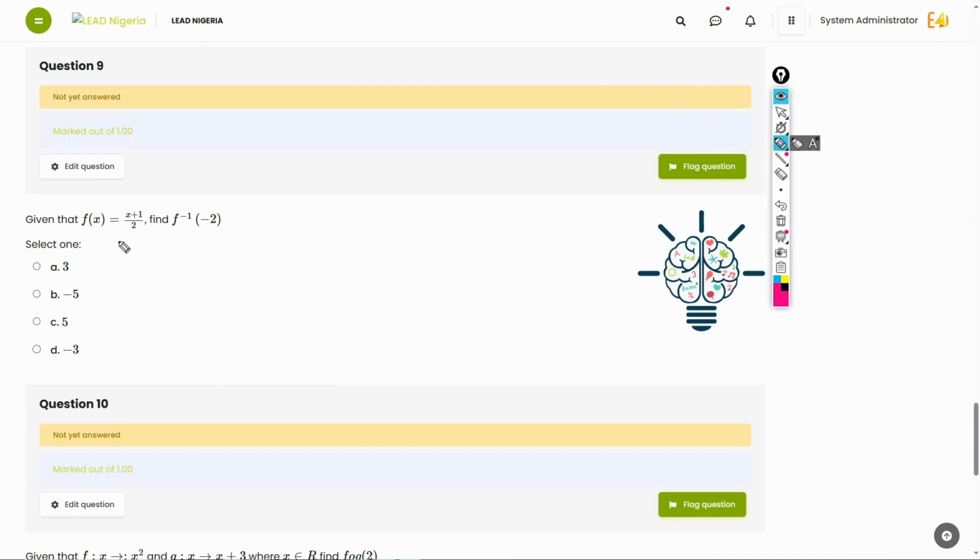Find the inverse function. First of all, I'll write this as y is equal to x plus 1 over 2. Next, we switch x and y, right? So x becomes equal to y plus 1 over 2. Then we make y the subject of the formula. So we'll have 2x is equal to y plus 1, so y is equal to 2x minus 1. So that's my f inverse function: f inverse of x is 2x minus 1.